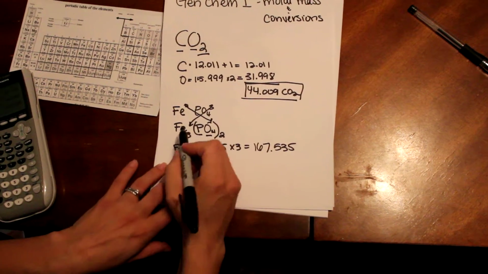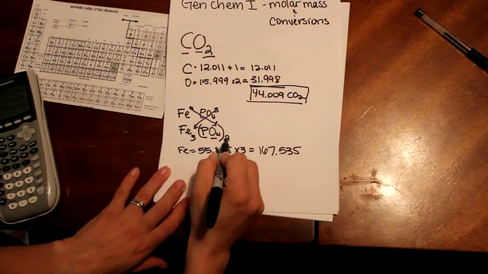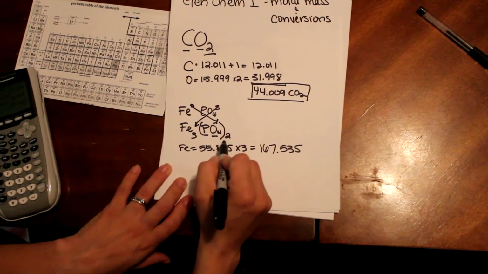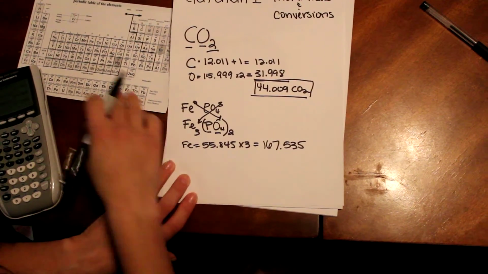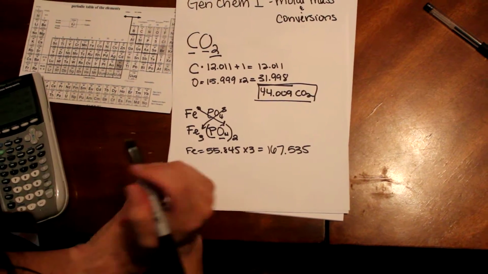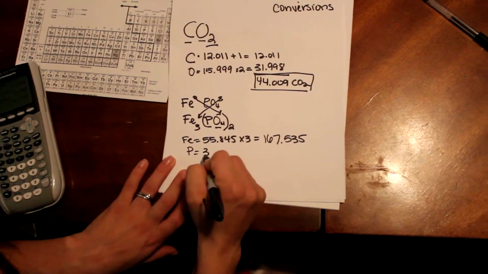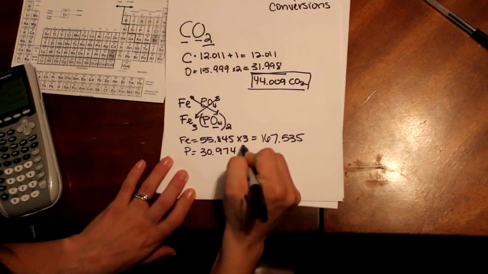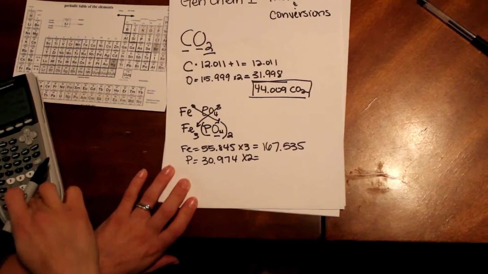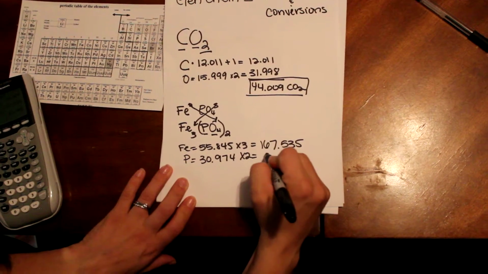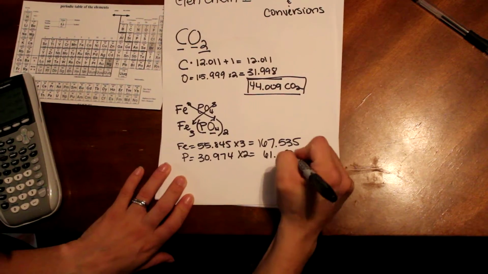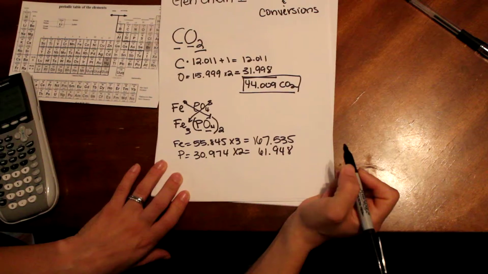Oh, look, this one's a little more difficult because you have phosphorus and 4 oxygen. You take the phosphorus and multiply it by 2 because the 2 is out here. Phosphorus is 30.974. 30.974 times 2 equals 61.948.